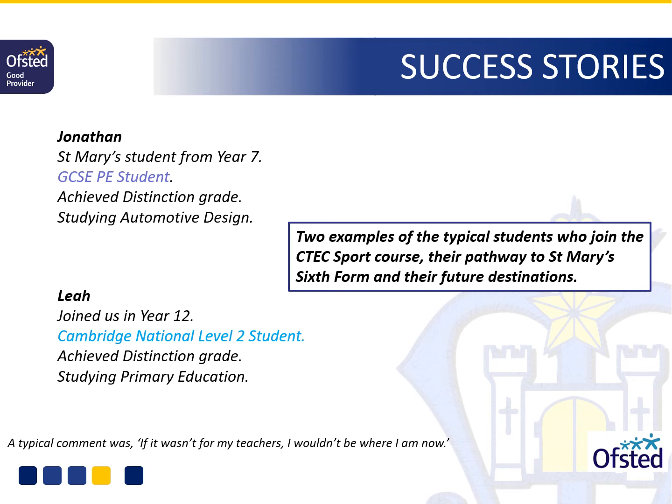Leah was an example of a student who came from another school and joined us in year 12. Rather than doing GCSE PE, she studied the Cambridge National Level 2 Sport qualification, which is another pathway that students can take to get into our sixth form. She achieved a distinction grade and then went on to study primary education. So two very different students in lots of ways, in terms of the pathway and the qualification that they chose. They achieved the same grade and went on to study two very different qualifications within the higher education pathway.